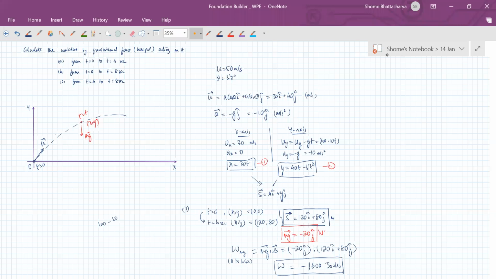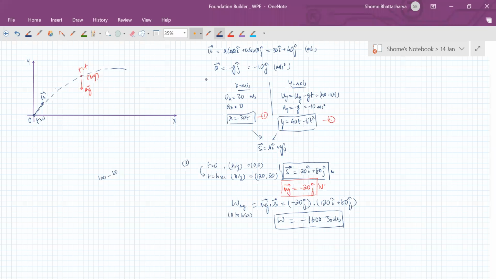Now second part: use the same formula and calculate the displacement from 0 to 8 seconds. You'll see something very interesting. 8 seconds is actually the time of flight. So it started from the origin, and at 8 seconds it will be back to y equal to 0. If you do this calculation, just substitute 8 over here. You'll get 240, which is exactly double of this x coordinate. But the y coordinate will become 8 into 40 minus 64 into 5, which will give you 0. So for this interval of time from 0 to 8 seconds, the displacement is going to just be horizontal, 240 i cap.